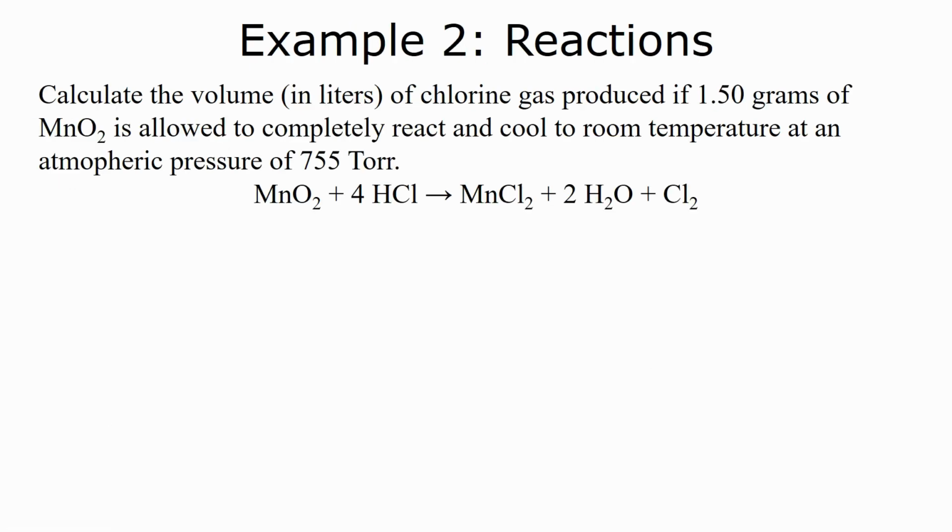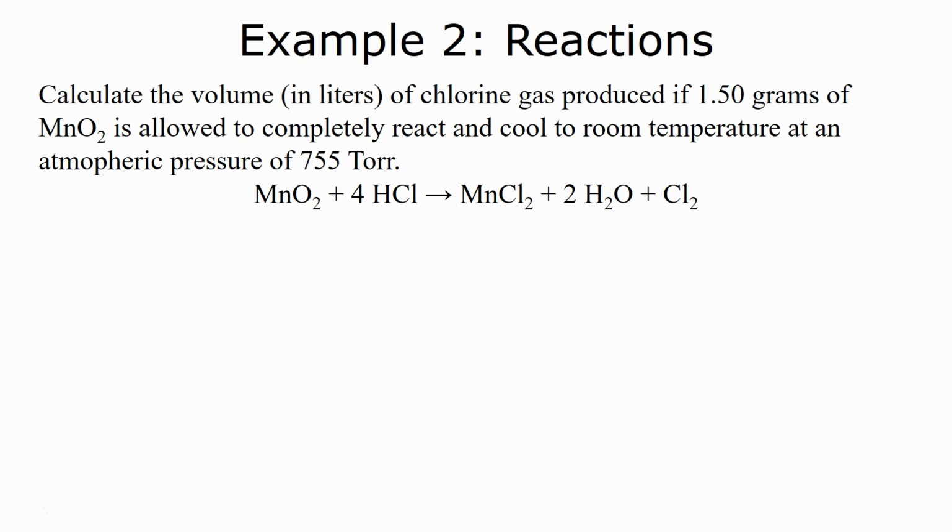Now that's not the only thing that we can do with the ideal gas equation. For example, we can apply this to reaction stoichiometry. Calculate the volume, in liters, of chlorine gas produced if 1.5 grams of manganese oxide is allowed to completely react and cool to room temperature at an atmospheric pressure of 755 torr.